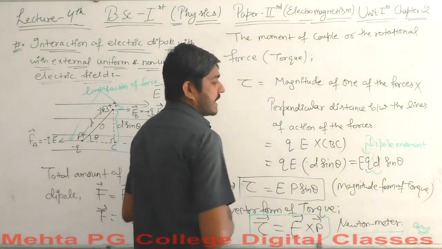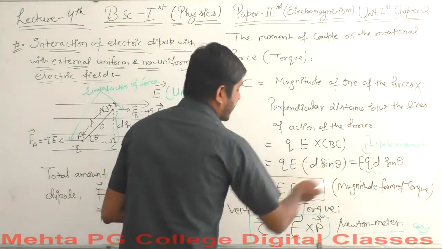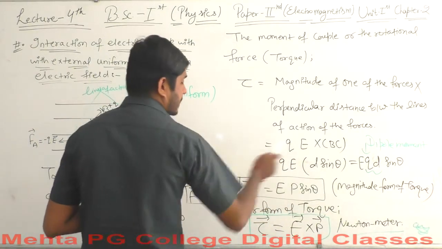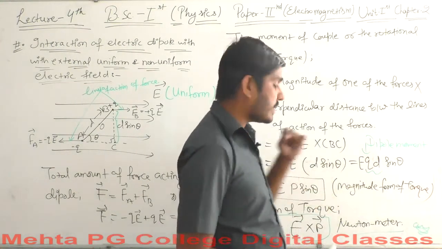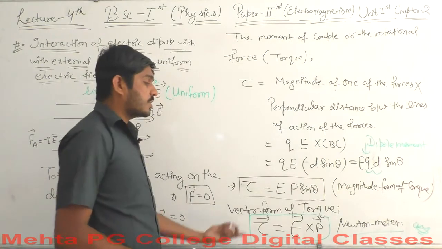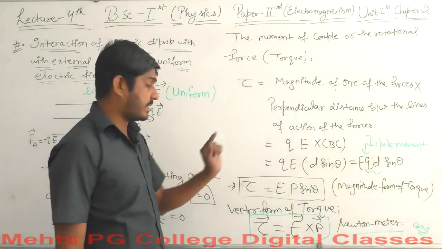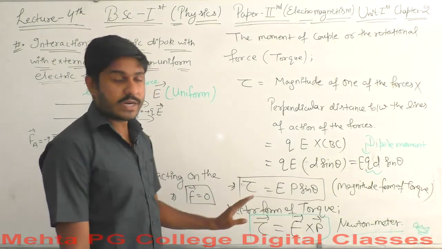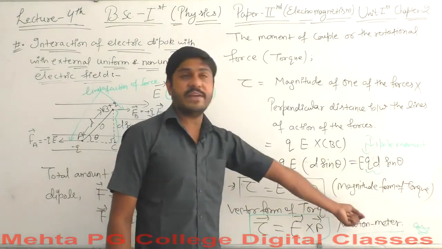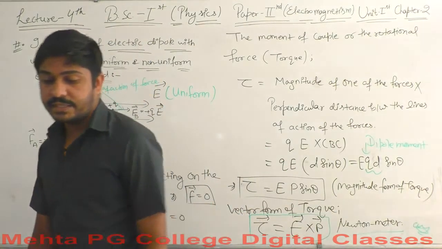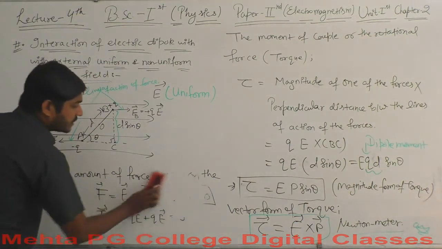That is QE times BC. Then BC is equal to d sine of theta, and again Qd represents the dipole moment, so I can write p instead of Qd there. So tau is equal to EP sine of theta, which is the magnitude form of torque. And for the vector form, the extension of sine theta can be represented as a cross product. So tau vector is equal to E vector cross P vector, having a unit of Newton meter. Okay, so we need this workspace because we have to consider only two cases.